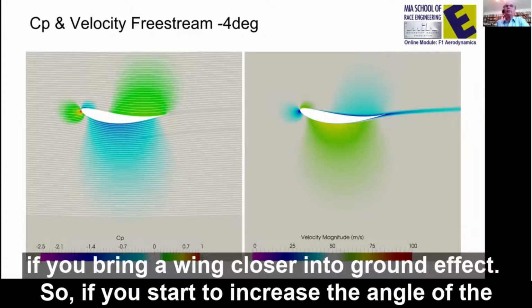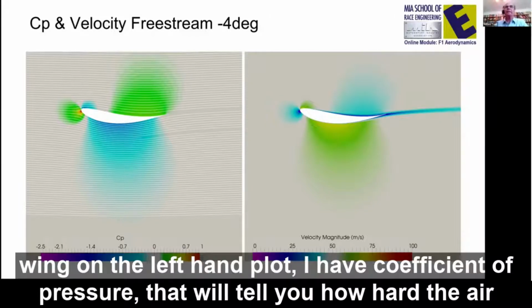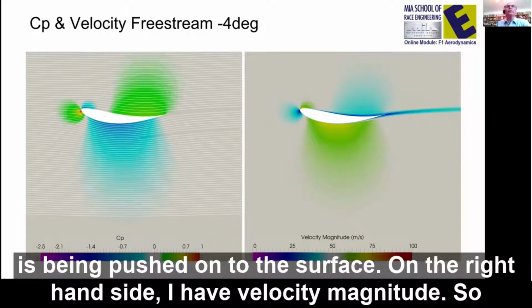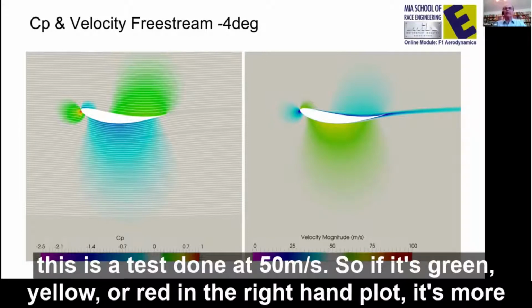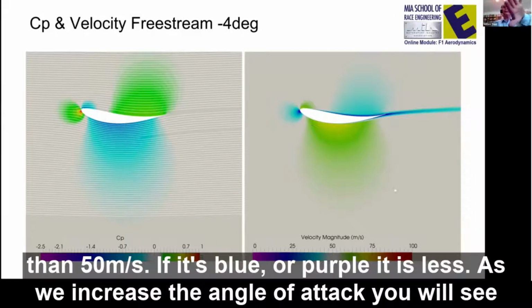So if you start to increase the angle of the wing, on the left-hand plot, I have coefficient of pressure. That will tell you how hard the air is being pushed onto the surface. On the right-hand side, I have velocity magnitude. This is a test done at 50 meters a second. So if it's green, yellow, or red in the right-hand plot, it's more than 50 meters a second. If it's blue or purple, it is less.